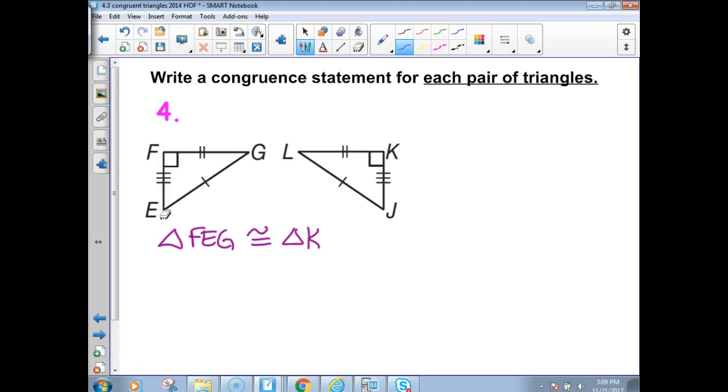And then she went to E, which means she went down the side that's marked with a triple mark. So over here, you'd have to go K, then to J, okay? And then there's no other choice for the last letter. It's L. So F to E to G is matching up with K to J to L. You can use the arrows if that helps you.